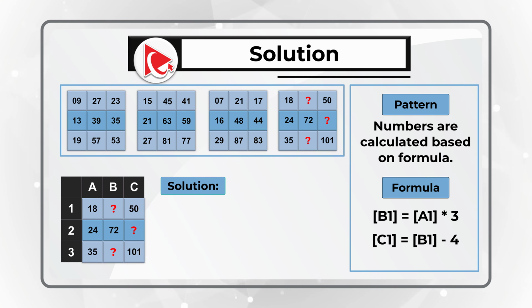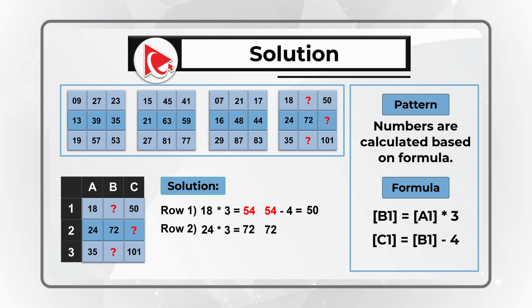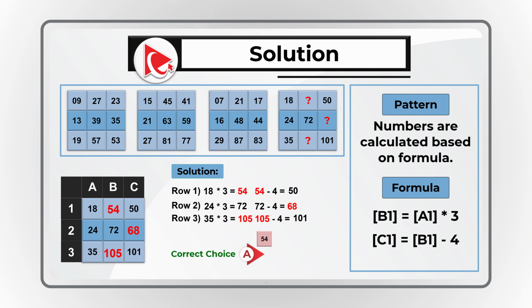So to calculate the missing numbers in row 1, we need to multiply 18 by 3, which would equal 54, and then 54 minus 4 equals 50. For row 2, the calculations will be 24 multiplied by 3 equals 72, and then 72 minus 4 equals 68. And last but not least, row 3 is calculated as 35 multiplied by 3 equals 105, and 105 minus 4 equals 101. So the correct answer is choice A, 54, 68, and 105.